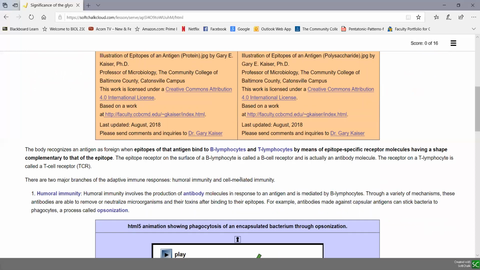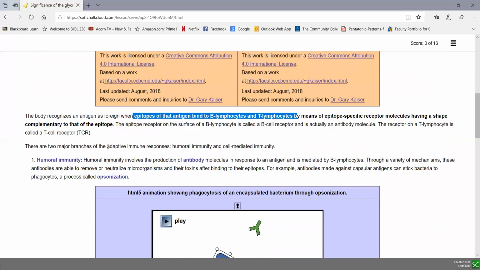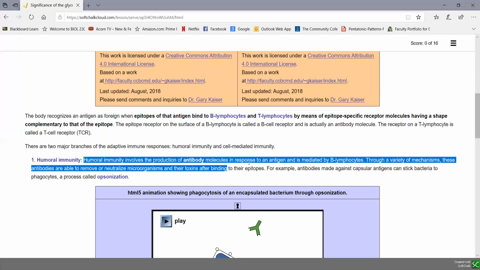So again, the body recognizes an antigen as foreign when epitopes of that antigen bind to receptors on B lymphocytes and T lymphocytes, the two groups of white blood cells that carry out adaptive immunity. And there are 2 branches of adaptive immunity. Humoral immunity, again, is the production of antibody molecules in response to an antigen, and that's carried out by B lymphocytes. And once we make these antibodies, these can remove or neutralize microorganisms or neutralize toxins by binding to epitopes.